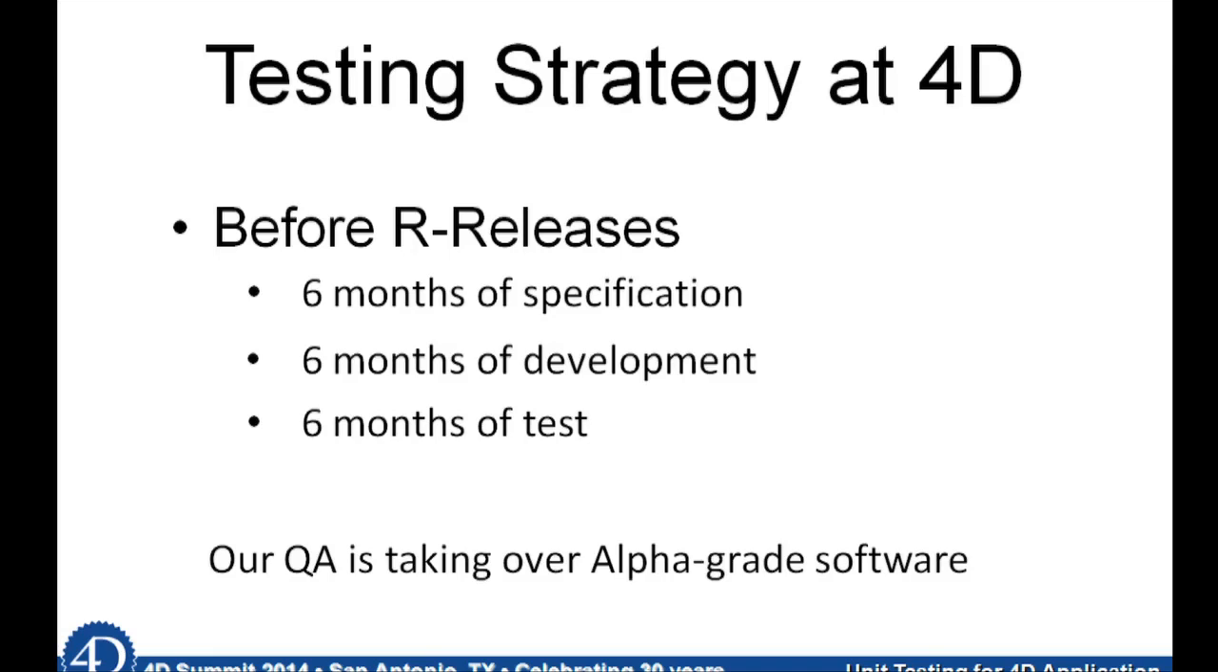So our quality department was taking over what I would call alpha grade software. It's kind of working, but not really on the right system. Usually the developer system is always working, but outside, we tend to have bugs and crashes.